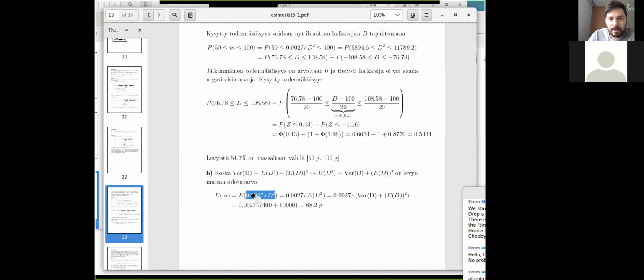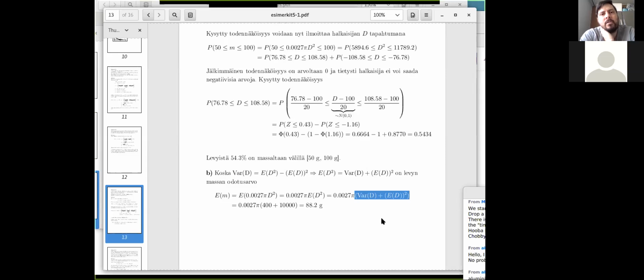So the expected value of the mass we can get by the multiplier for the mass and then the expected value of d squared. And we can get that d squared by adding the variance and the square of the expected value of the diameter, and that gives us 88.2 grams. I liked this question because here we can make use of the formula for variance in a reverse manner: solve the expected value of d squared knowing that we know the variance.